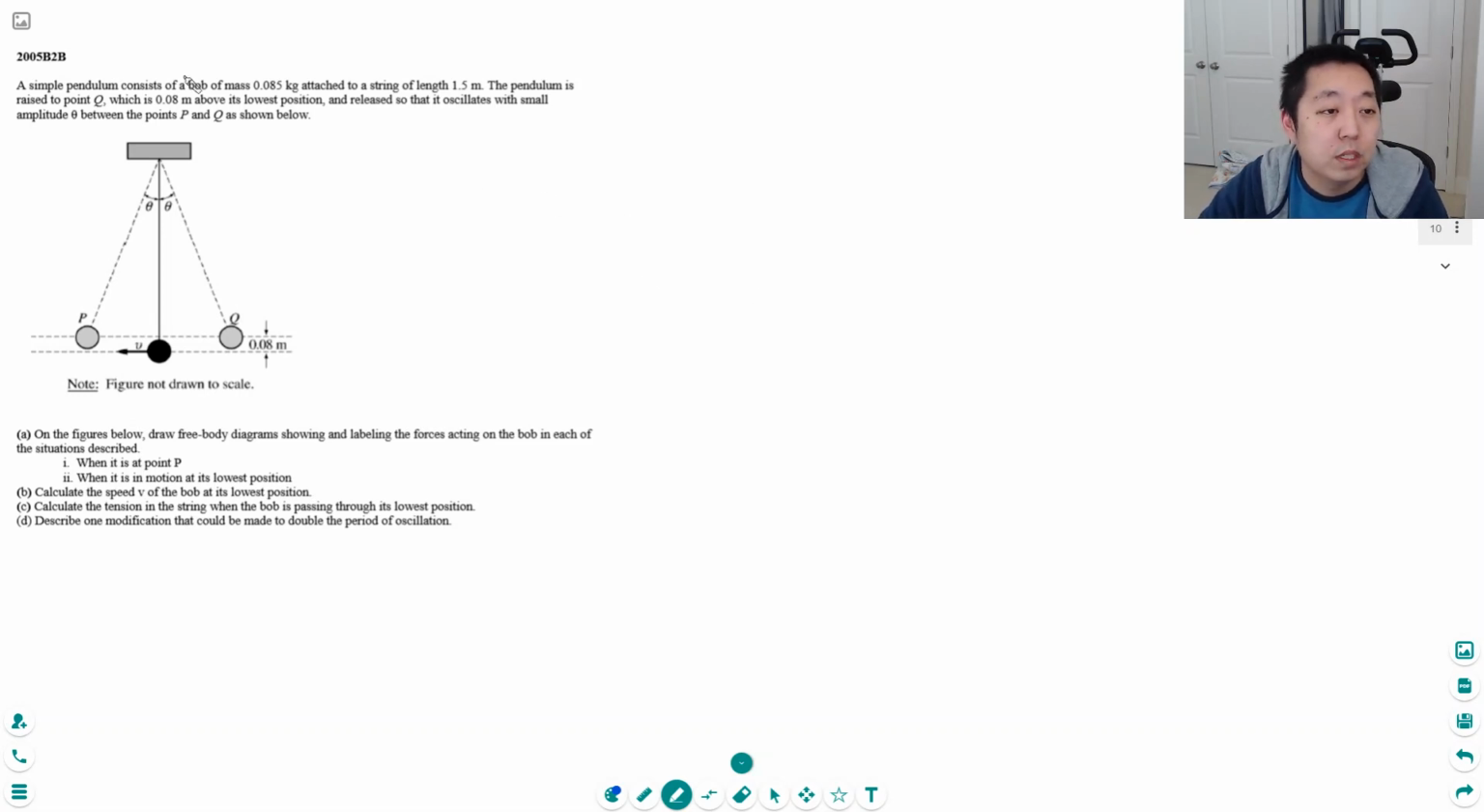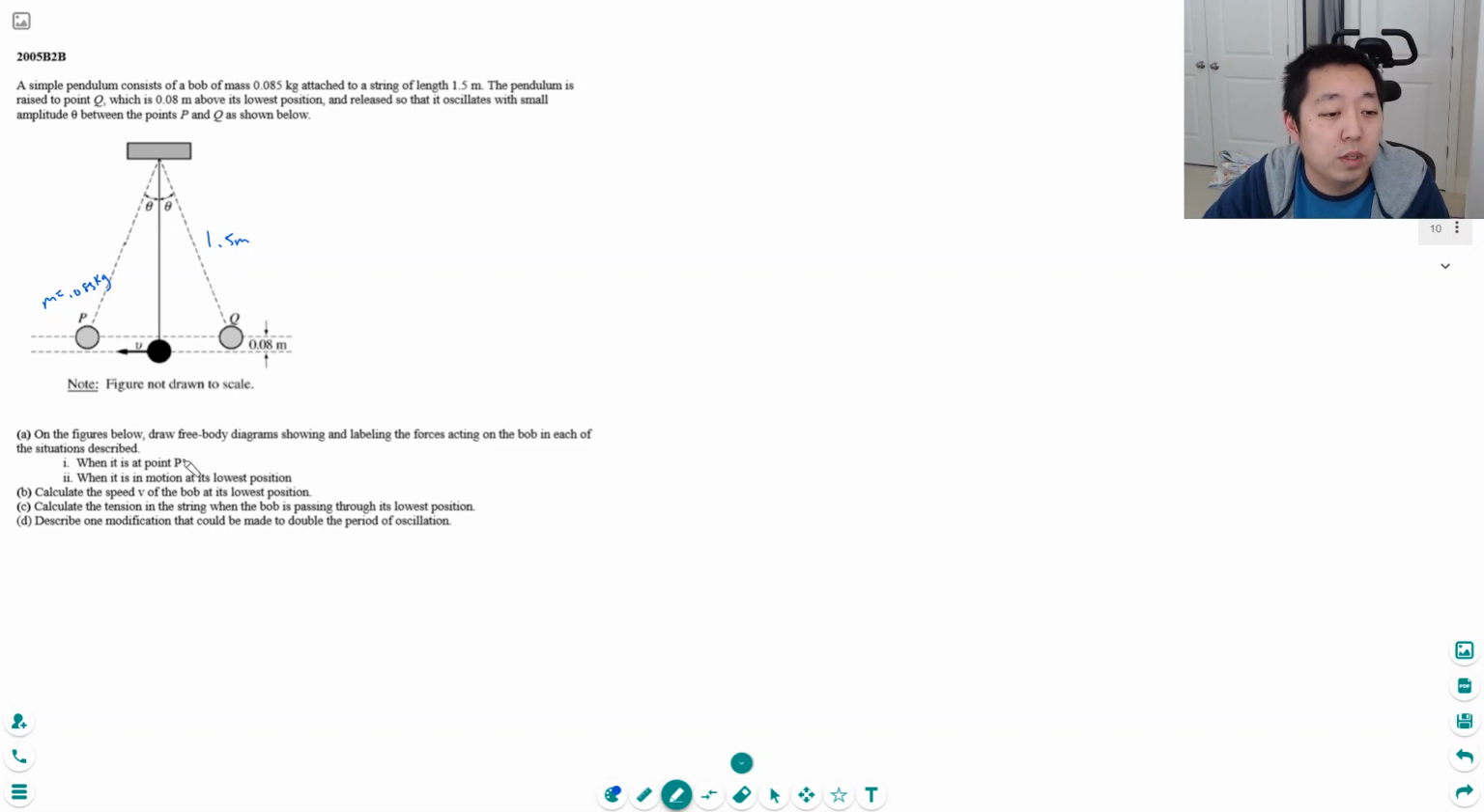As usual, I suggest you pause the video, attempt to do the problem, and come back after you've tried it. So we have a simple pendulum, consisting of a bob of mass 0.085 kilograms, attached to a string of length 1.5 meters. The pendulum is raised to a point Q, which is 0.08 meters above the lowest position, and released so it oscillates with small amplitude theta between points P and Q shown before. Let's write the mass: m is 0.085 kilograms.